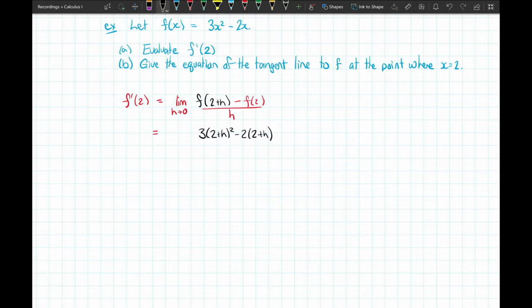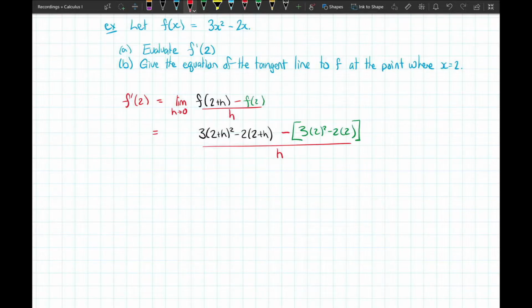What's a little bit easier is just plugging 2 into our function, and that is what the meaning of f of 2 is. So we're going to be subtracting and plugging 2 in. We'll have 3 times 2 squared minus 2 times 2. Now at this point in time, it's very important to make sure that we're subtracting that whole value. So we should evaluate it first, put brackets around that, and then subtract the value. Now all of that will be divided by h.